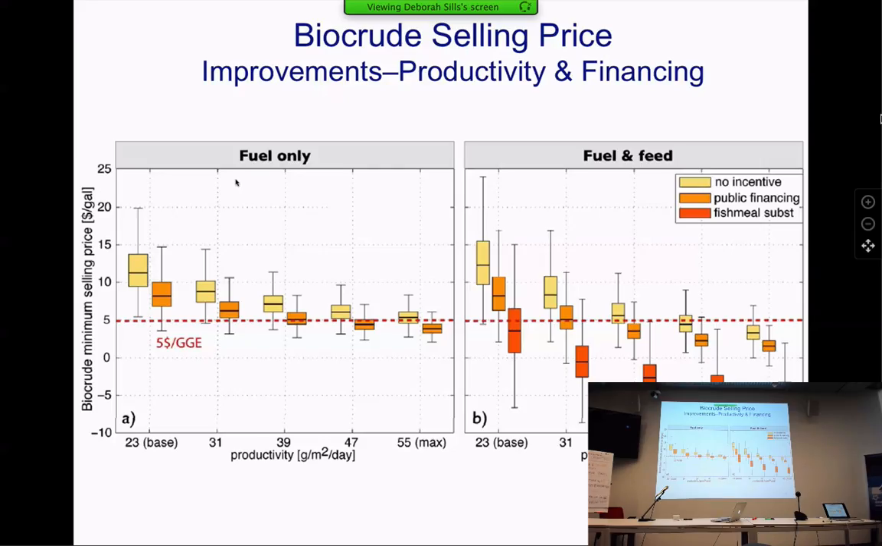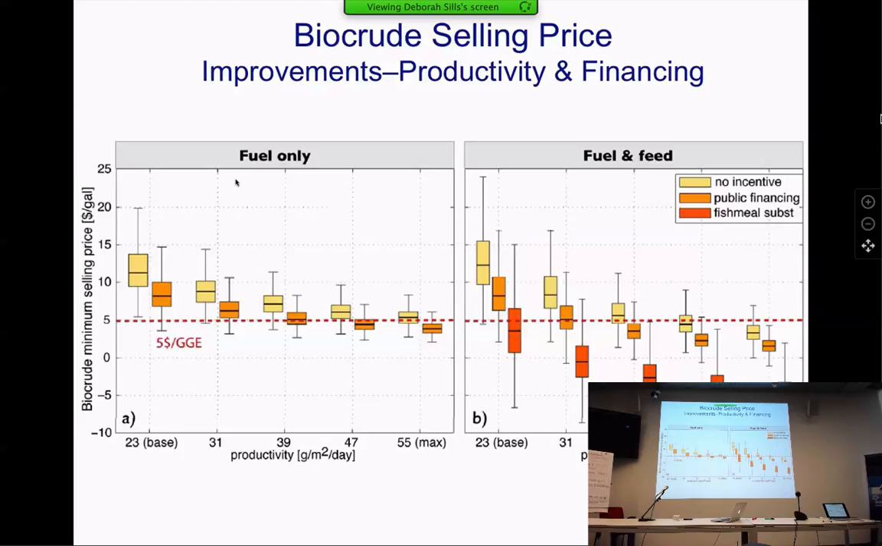And when we start improving the productivity for the fuel only, we also look here at different financing options. We looked at a public financing with a low rate, there's actually no taxes, it was just the rate of return. So for the fuel only, it looks like if we have a financial incentive and we get up to 47, again, this is not very likely, maybe it would work.